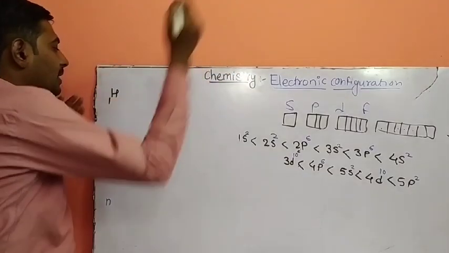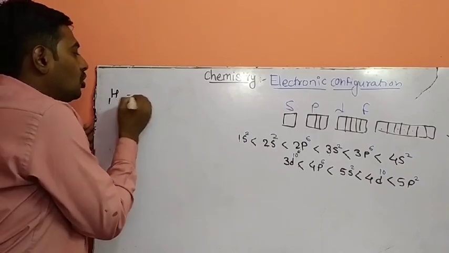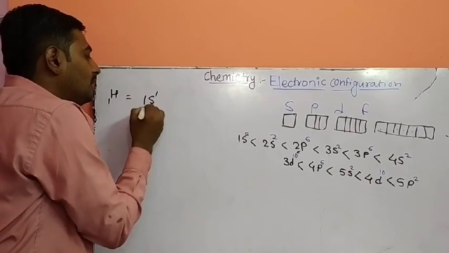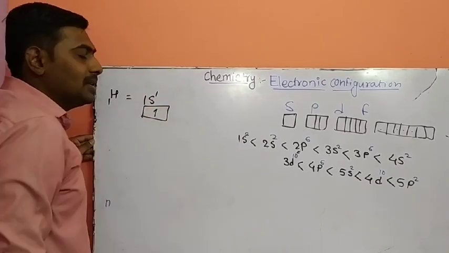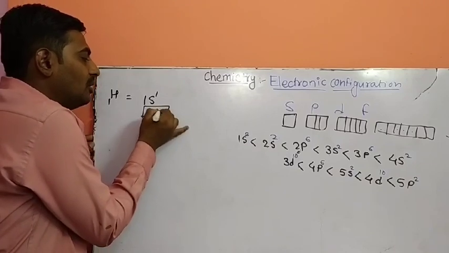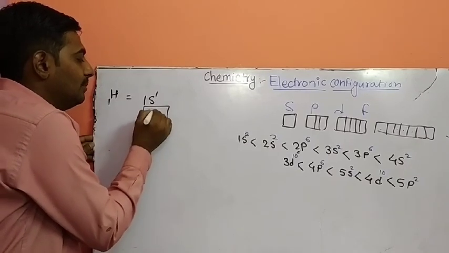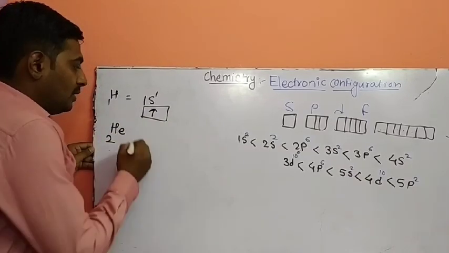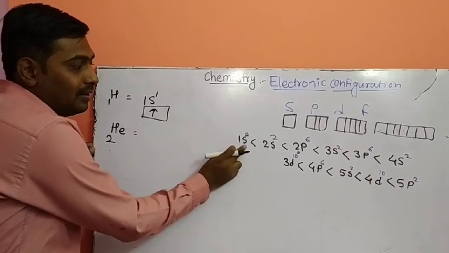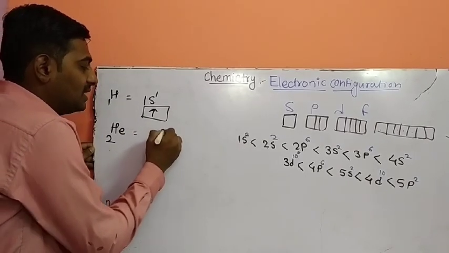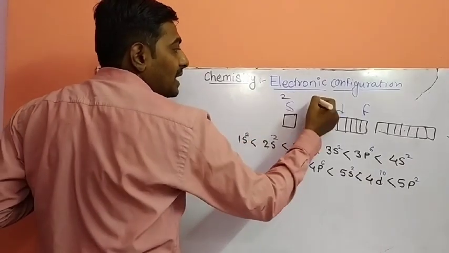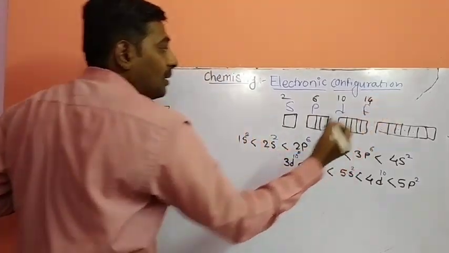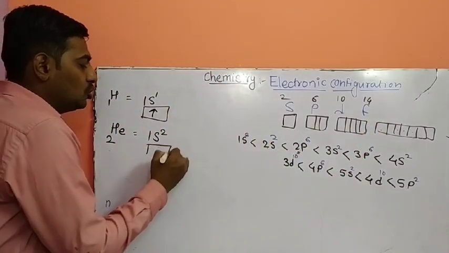Let's consider one by one. Atomic number 1 for the hydrogen atom. So 1 means the first electron enters this orbit, 1s1. So the orbital representation should be like this. You can represent it by single headed or by double headed arrow. Both are the same. Second, atomic number 2, helium. So the first electron enters this orbit, 1s. What is the capacity of the s orbit? 2 electrons capacity. P orbit 6 electrons, d orbit 10 electrons, f orbit 14 electrons capacity. So 1s2.